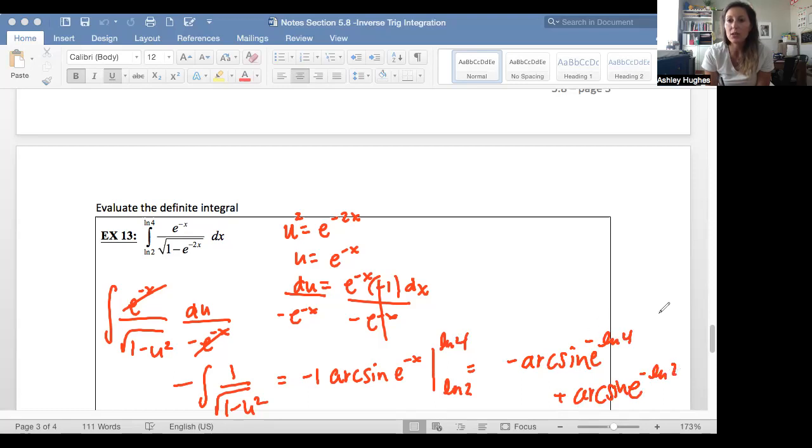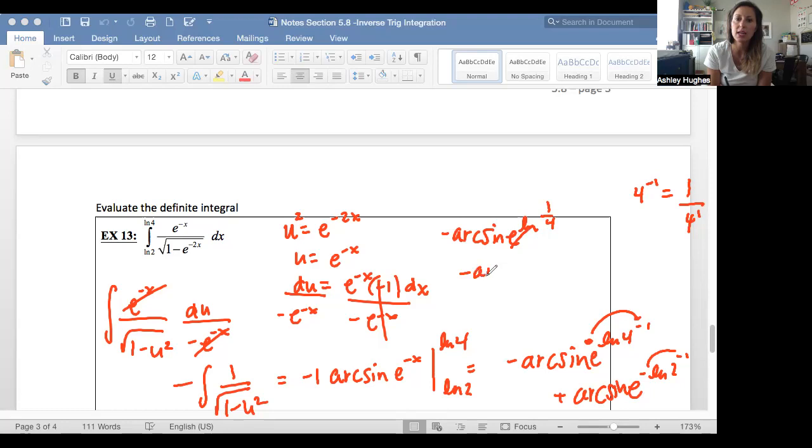If you want to simplify this, you can bring the negative as an exponent, so that'd be to the negative 1 power. And so really what this is, is negative arcsine e to the natural log of 1/4, because 4 to the negative 1 is 1 over 4 to the first. The reason we want to do that is because then we can cross out this e and this natural log and say negative arcsine of 1/4. And then plus arcsine of, that's going to cancel as well, 1/2. Okay, so arcsine of 1/2 minus arcsine of 1/4, and you can just leave your answer like that.